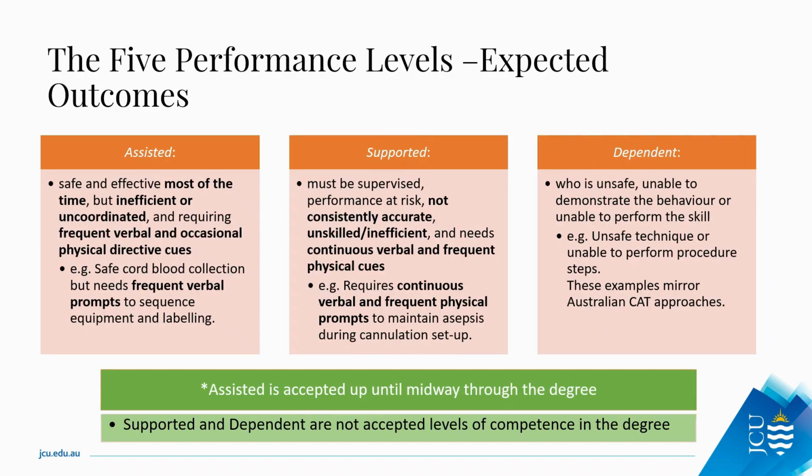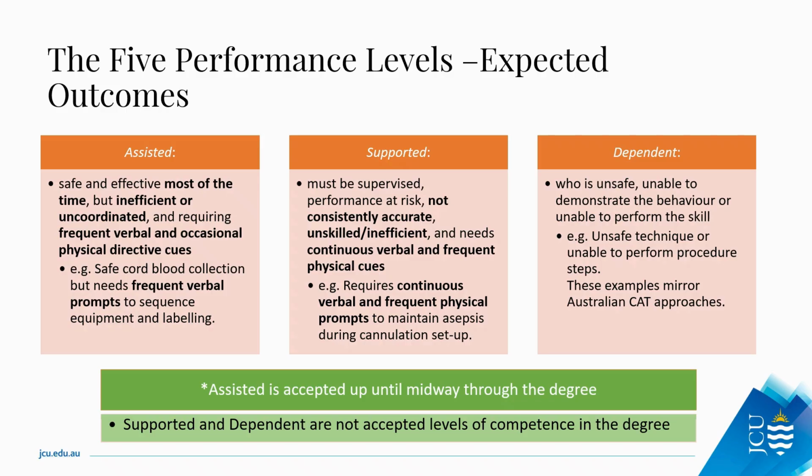When deciding between proficient and assisted, the professional standard is achieved most of the time at a proficient level. Quality of performance at the proficient level is efficient, coordinated, and confident. Assisted performance is often inefficient, lacks coordination, and requires more frequent intervention. Occasional supportive cues at the proficient level become frequent verbal and occasional physical directive cues at the assisted level.